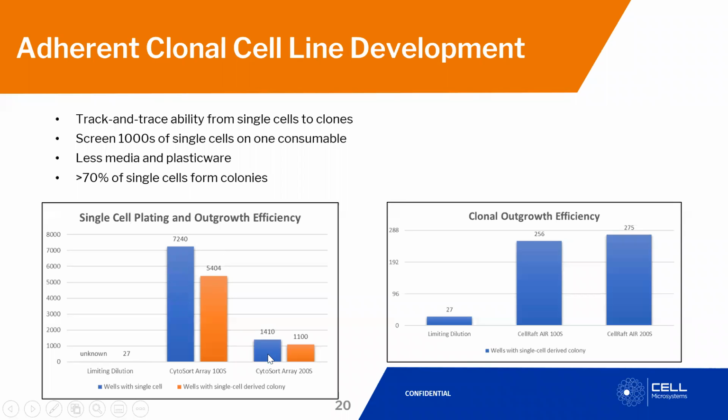As I mentioned before, the trade-off with the CytoSort Array 200 is the number of rafts that you have available to you because they're bigger. So there are fewer clones here, but we had over 1,400 single cells and over 1,100 of those turned into single cell clones.